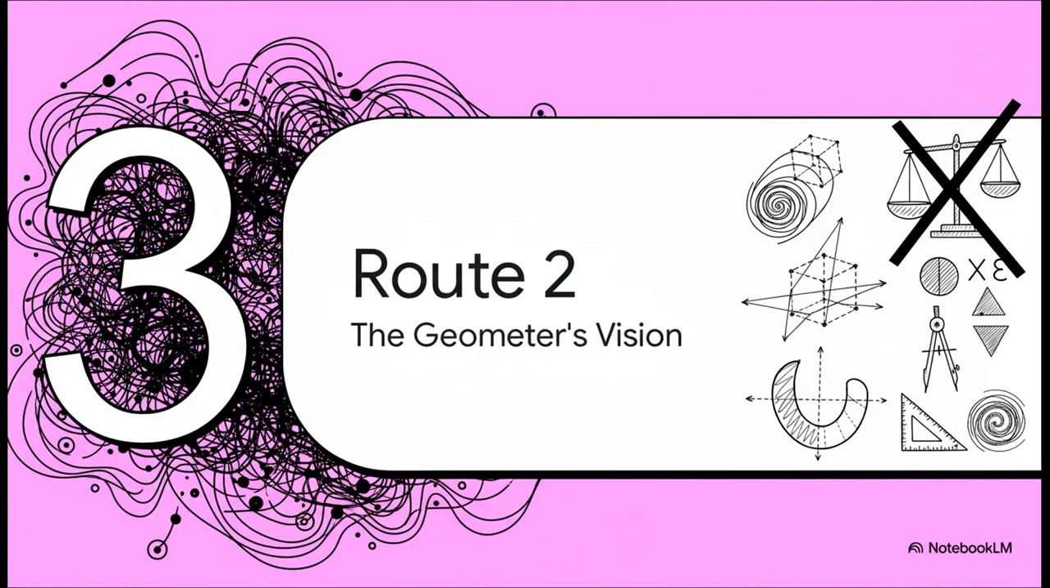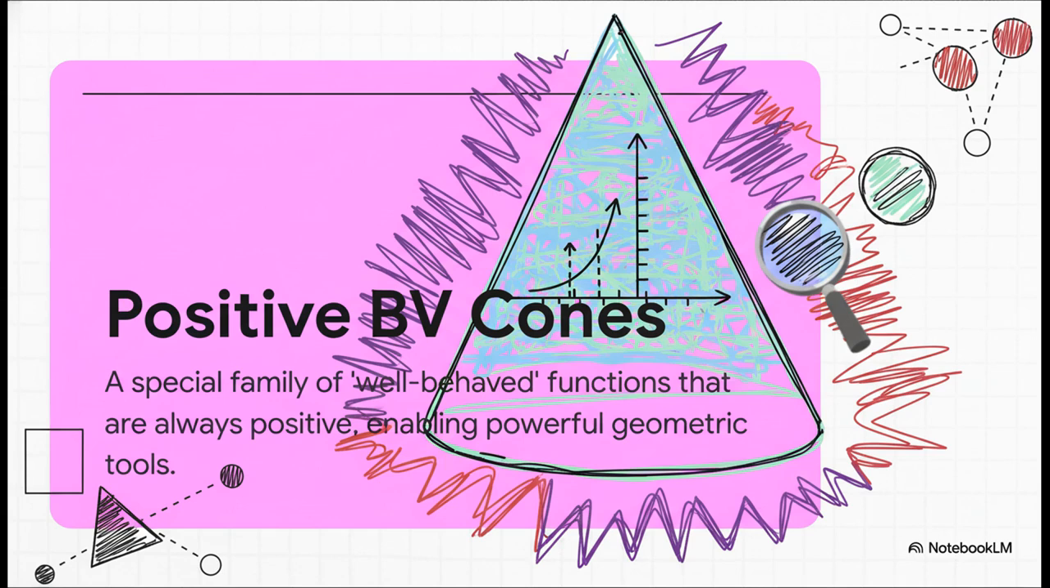Okay, now for the really ambitious part, let's switch over to route 2 and see how it builds on all this in a completely different direction. This approach reframes the whole problem, trading those inequalities for geometry. The secret weapon here is something called a positive BV cone. So what the heck is that? Well, it's basically just a special group of functions that we know are always positive, always well-behaved.